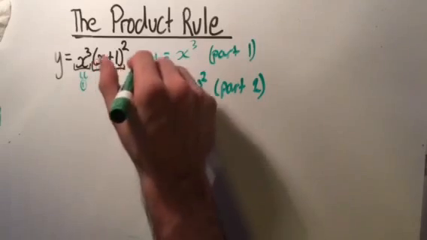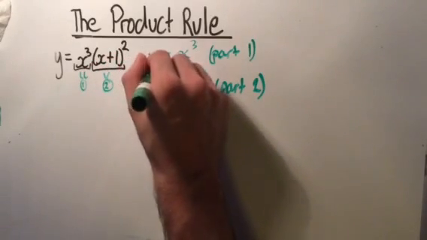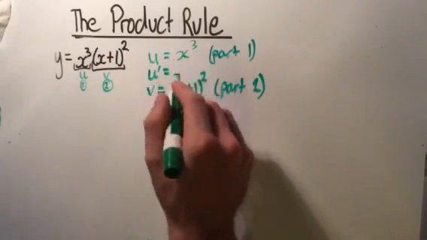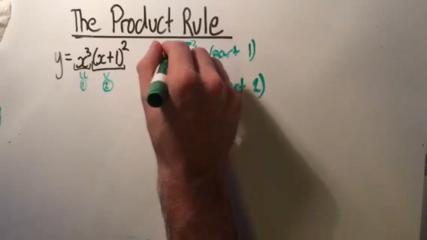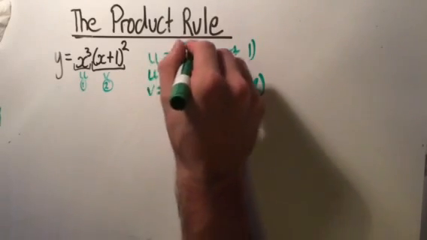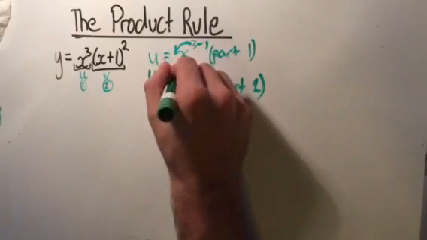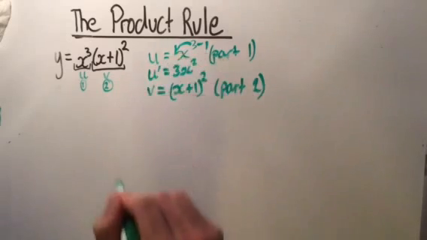Now what I do is I differentiate each part. So I'm going to get u dash below it. I'm going to say, well, that equals, when we know from the power rule that we just bring that power to the front and minus 1. So we're going to get 3x squared.